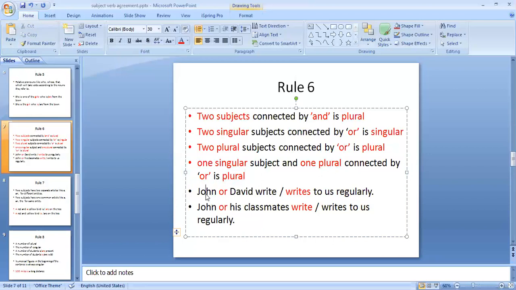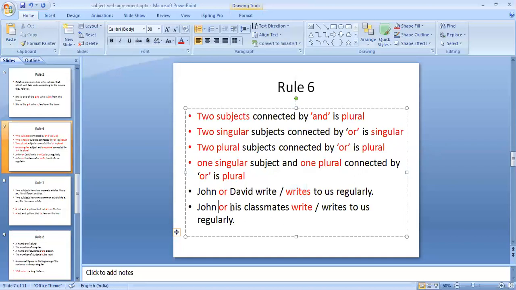Look at this example: John or David. So John is singular, David is singular. So obviously, it is a singular thing. That is what the rule is. Two singular subjects connected by or is always singular. So John or David, any one. So we use the singular verb writes.